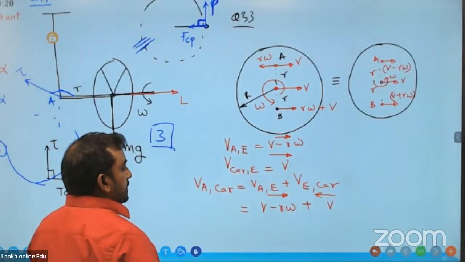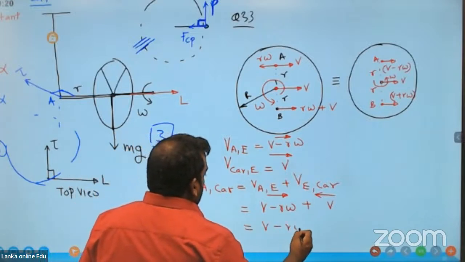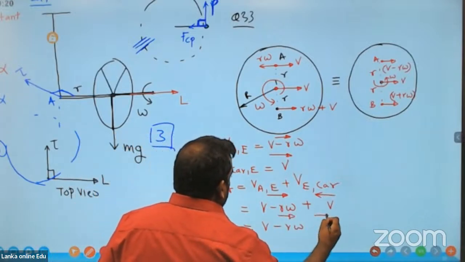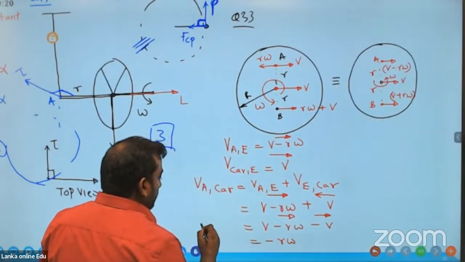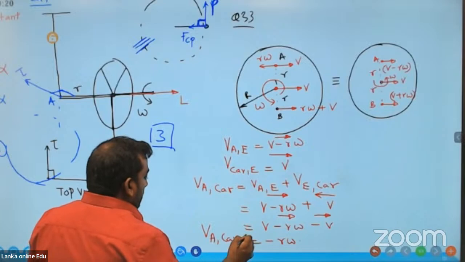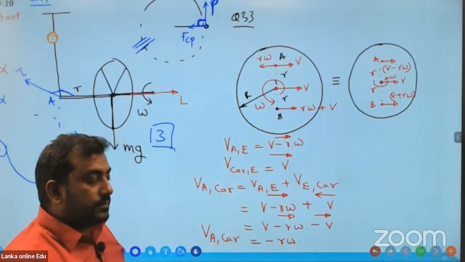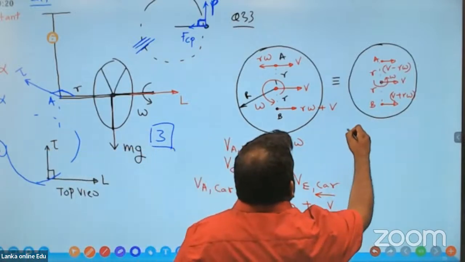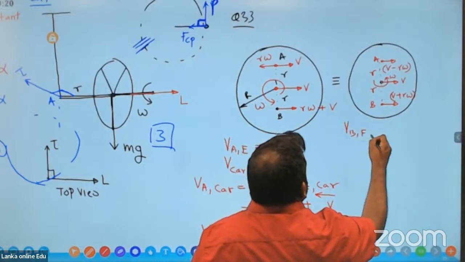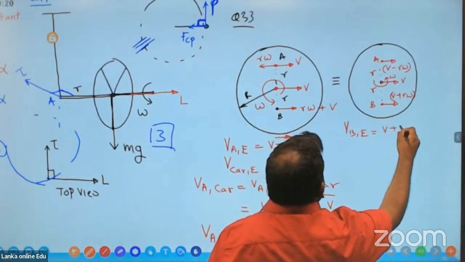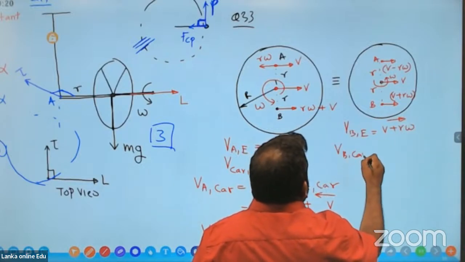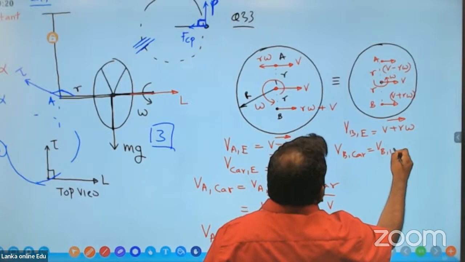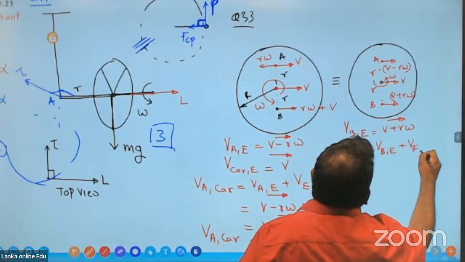Bring all velocities in the same direction. V minus R omega, that was the same, minus V. V cancel off. Minus R omega. Velocity of A with respect to the car, I have found. Velocity of B with respect to Earth, I'm looking from Earth, I can see V plus R omega.